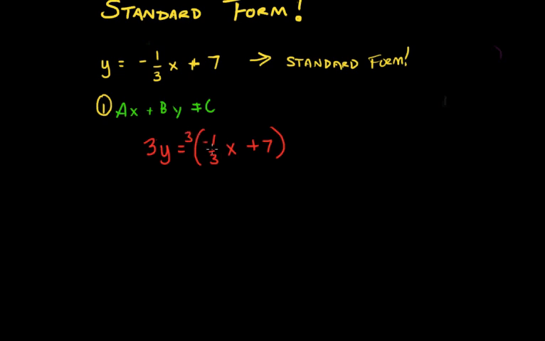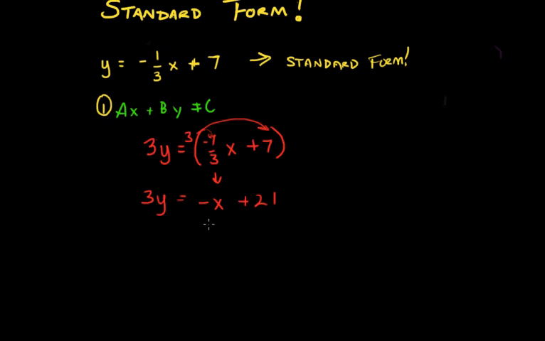So 3 times negative 1/3 x, well, that's just negative x. Hey, no fraction. I'm doing good. There's my 3y from the other side, 3 times both sides. And then remember, I also have to do everything times 3, so don't forget 3 times 7 as well. So 3 times 7 is 21. And now I have something with no fractions. Well, to get this thing in standard form, I just want something x plus something y equals some number.